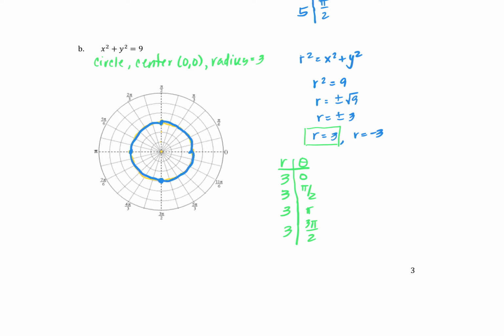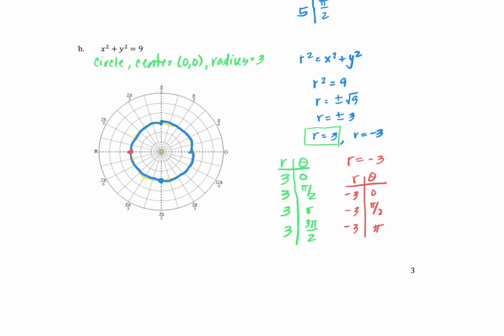What if I had chosen r is equal to negative 3? And we'll go r, theta again. 0, pi over 2, pi, maybe I'll just stop there. So negative 3 this time. Negative 3, negative 3. So if I go to 0, I won't go 3 towards 0, I'm going to go negative 3. So I'm going to go in the opposite direction. I will be going towards pi.